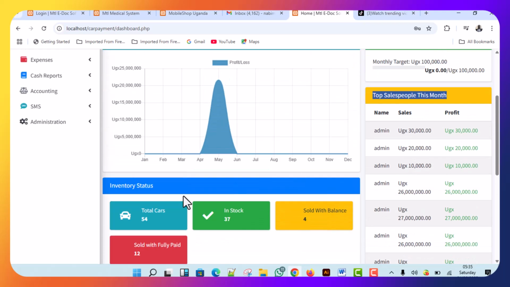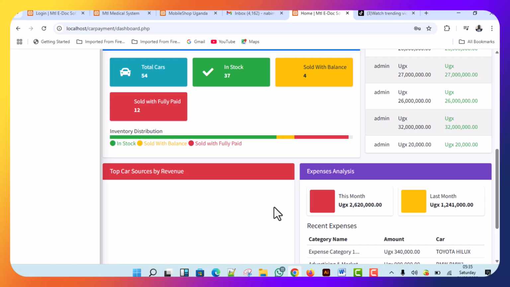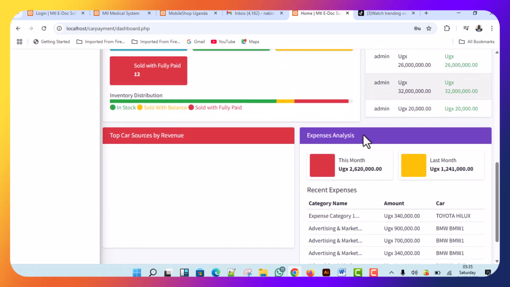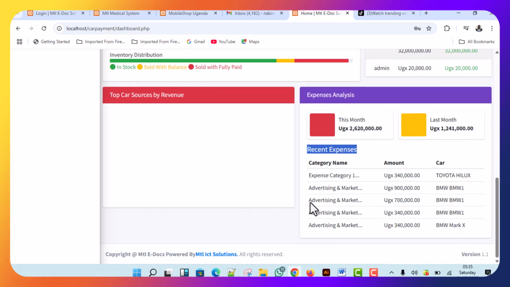Then this is inventory status, showing how many cars are in the system. So which status are they in: in stock, sold but with balances, or sold and fully paid? So you look at that stock and how your stock is reducing and increasing as you are purchasing the cars and selling. So this is expenses analysis, showing you this month how much you have incurred compared to last month. Then these are the summary of recent expenses, categories, the amount, and on which car.